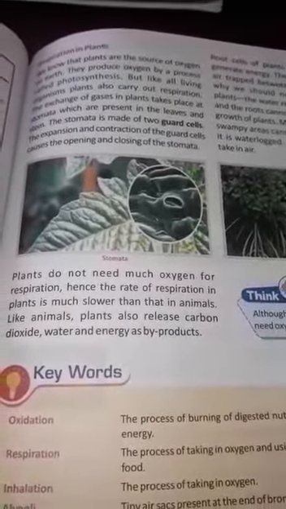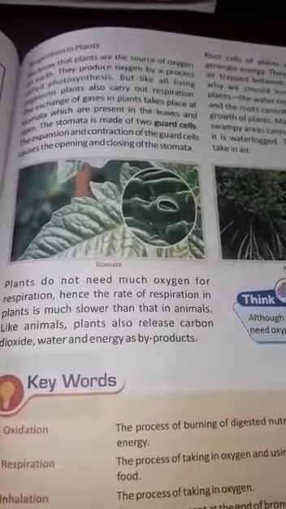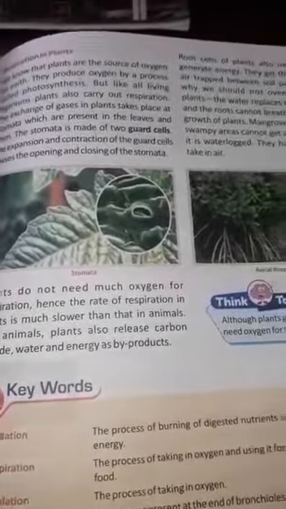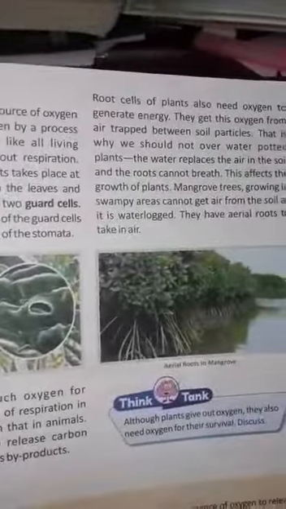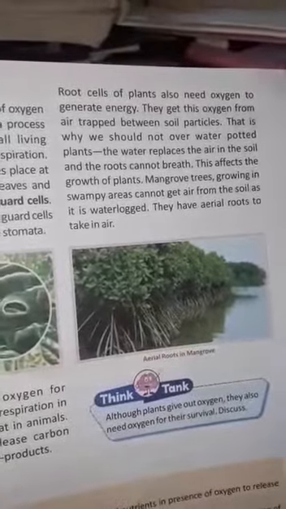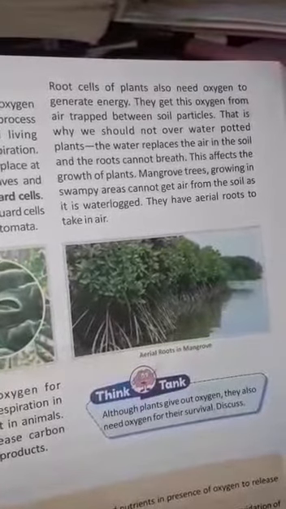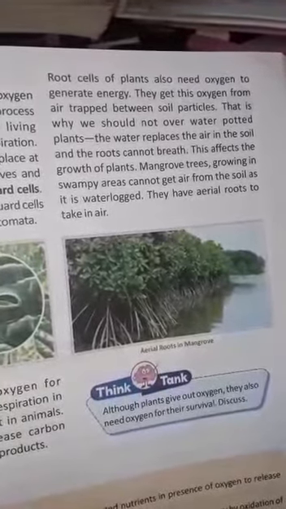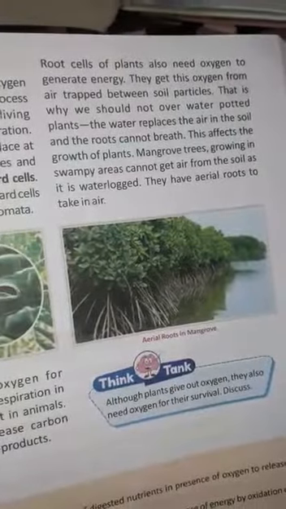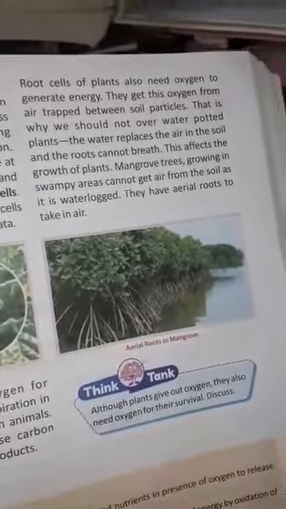Hence, the rate of respiration in plants is much slower than in animals. Like animals, plants also release carbon dioxide, water and energy as byproducts. Root cells of plants also need oxygen to generate energy. They get this oxygen from the air trapped between the soil particles. Means the plants also require air for normal growth.